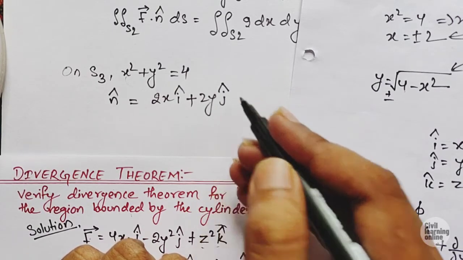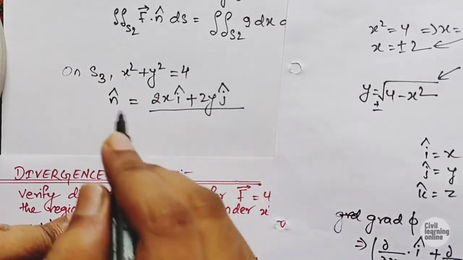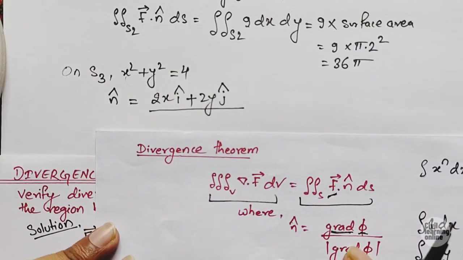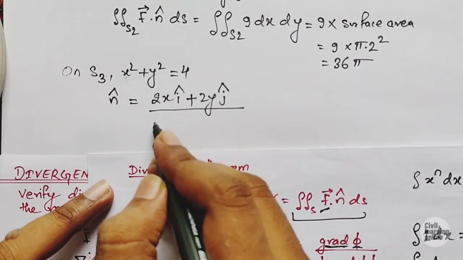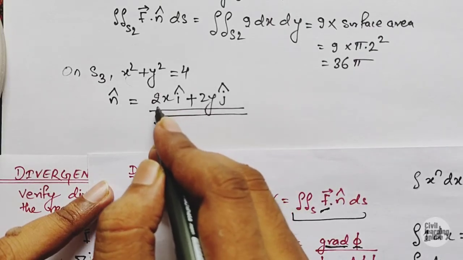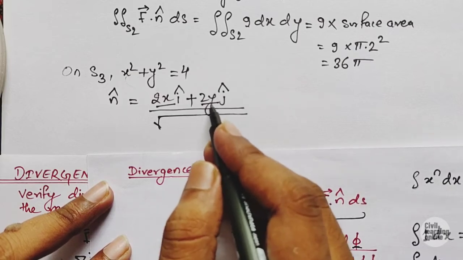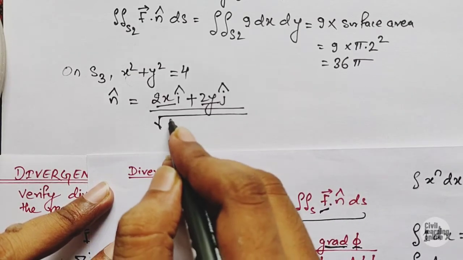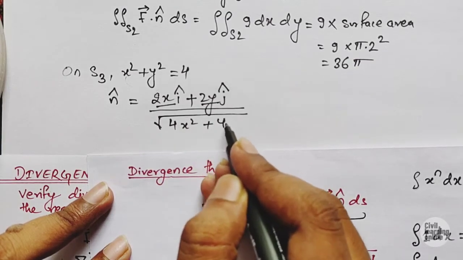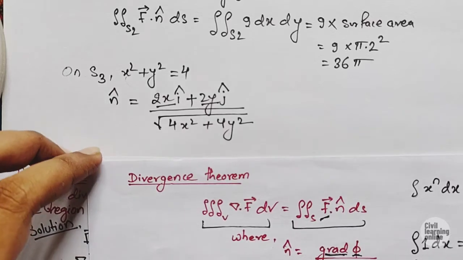Because we know that the derivative of a constant is 0, this is the value of the gradient of x. Now for the determinant of the gradient of x, we have to write it as the root under a square, meaning the coefficient of i squared plus the coefficient of j squared. So it will be 2 squared, which means 4x squared plus 4y squared. This is the unit vector along the surface S3.